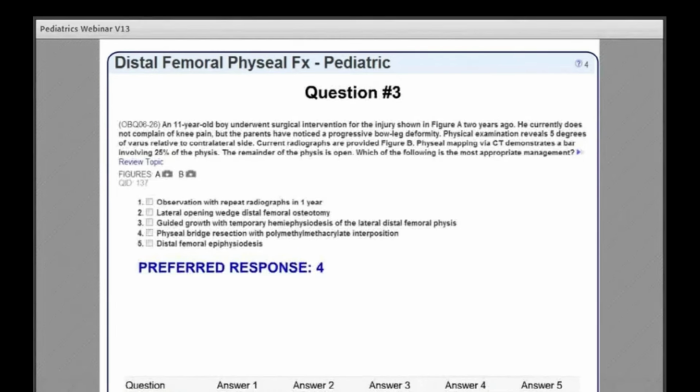Back to the question, an 11-year-old boy who had a distal femoral physeal injury with a resultant asymmetric growth arrest and now has 25% of his physis that is closed, which is less than the criteria that would be an indication against continuing with treatment by resection, and he has greater than 2 centimeters of growth potential. So I think this is one that would be a good candidate for a physeal bridge resection with PMMA interposition. And the PMMA is there to occupy the space around the physis, and it's used to maintain a growing physis and a marker for growth as well.